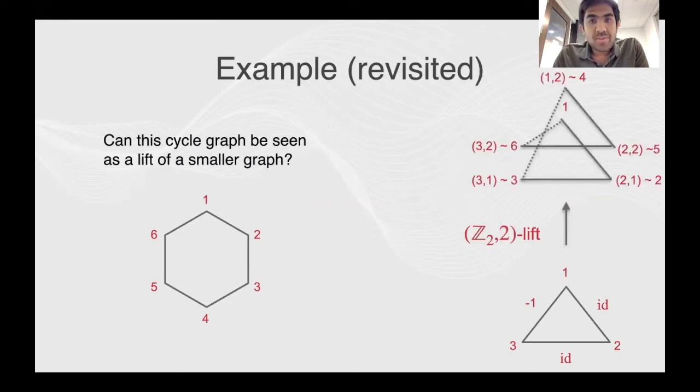And I have 2 copies of each vertex, and in just one place, I have flipped the matchings, and in the other 2, I just have the trivial. So now it's easy to see that this forms the cycle graph.